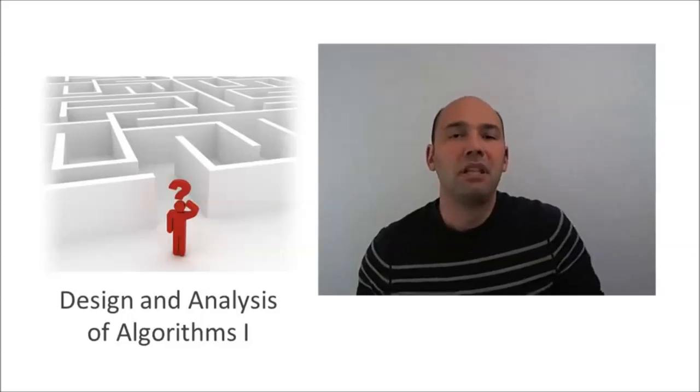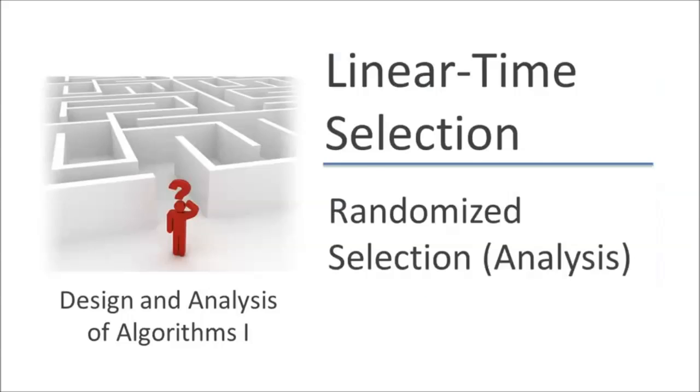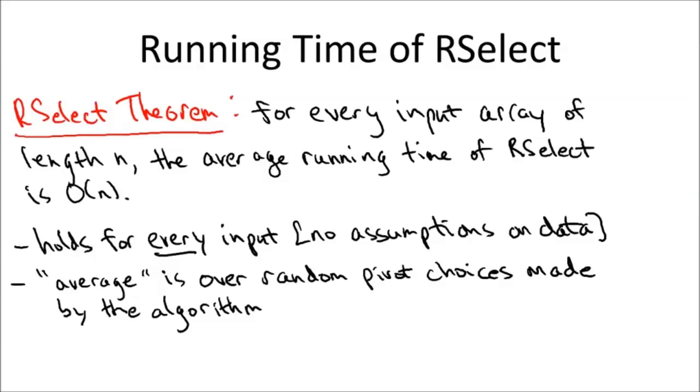In this video, I'll explain the mathematical analysis of the randomized linear time selection algorithm that we studied in the previous video. Specifically, I'm going to prove to you the following guarantee for that algorithm. For every single input array of length n, the running time of this randomized selection algorithm, on average, will be linear. Pretty amazing if you think about it, because that's barely more than the time it takes just to read the input. And in particular, this linear time algorithm is even faster than sorting.